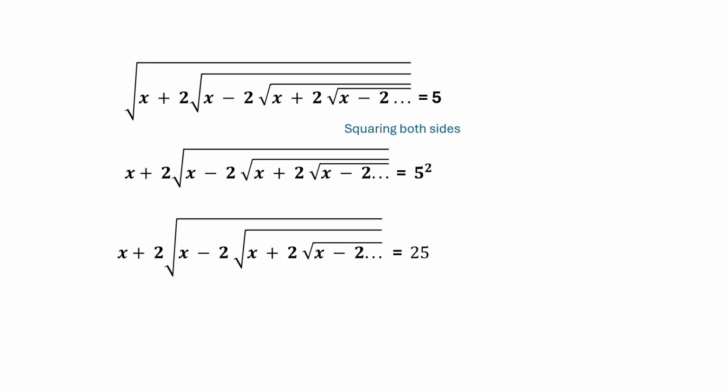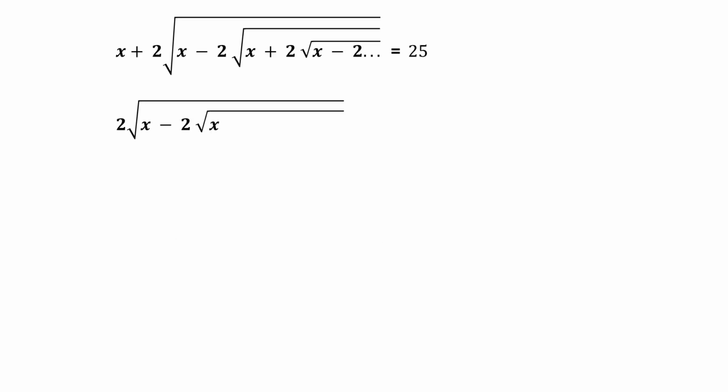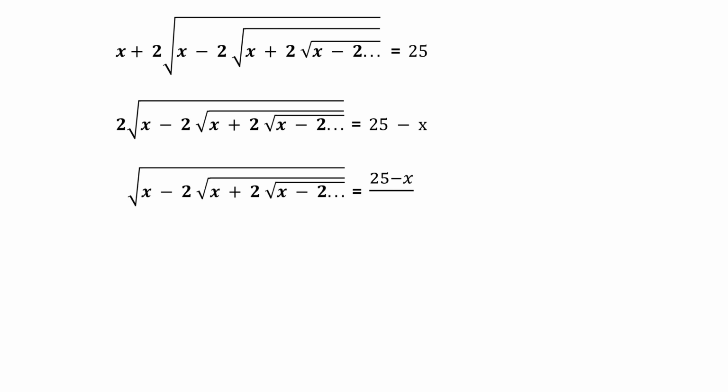Perfect. Now, let's get that remaining big radical by itself. We'll move this x to the right side and then divide the whole thing by 2. Now we have the square root of x minus 2 times the square root of x plus 2 times the square root of x minus 2 down to infinity equals 25 minus x over 2.